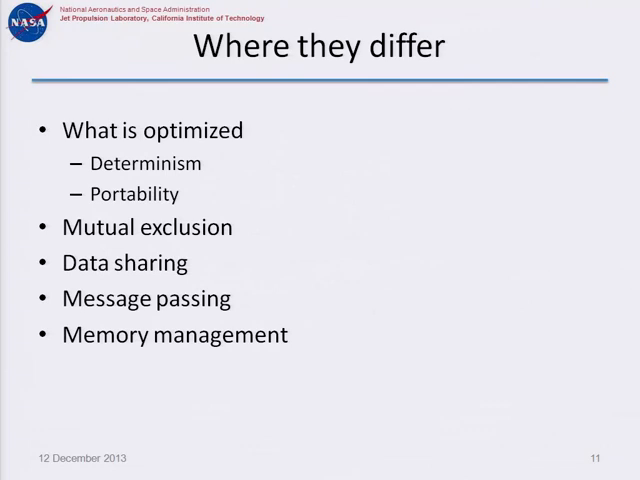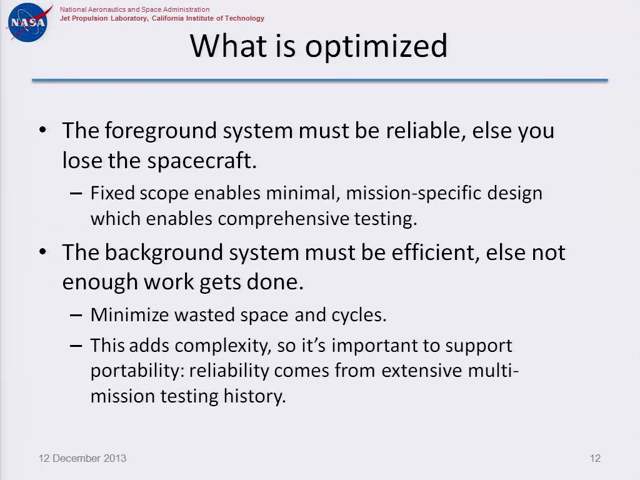But there are significant areas where they differ, I would argue, profoundly, where they're exactly inverse. And the kinds of things that I'm thinking of here are, first of all, what it is that you optimize. In particular, determinism and portability. What do you do about mutual exclusion? What do you do about data sharing, message passing, and memory management? So starting with what you optimize.